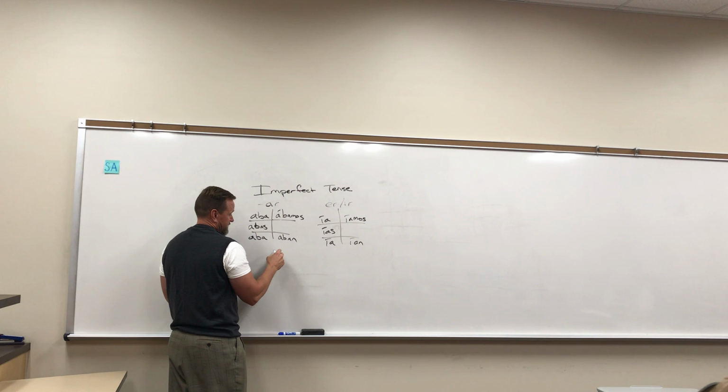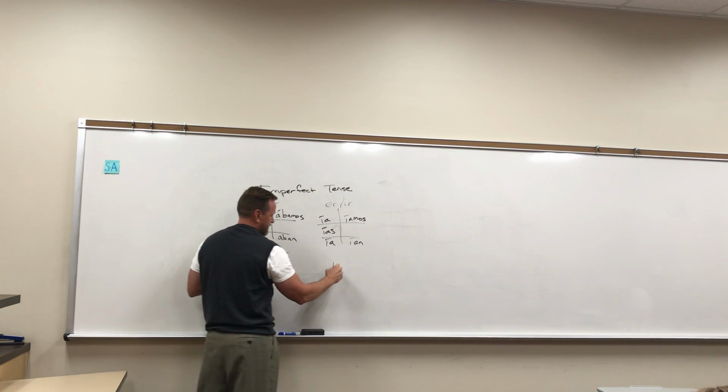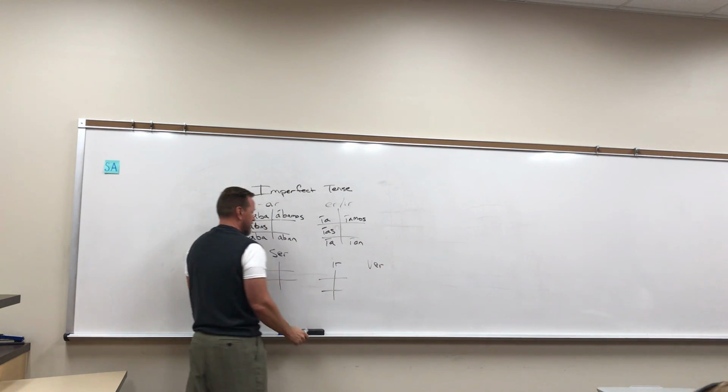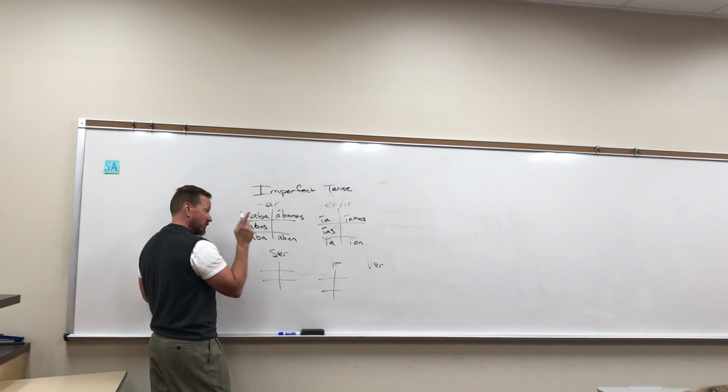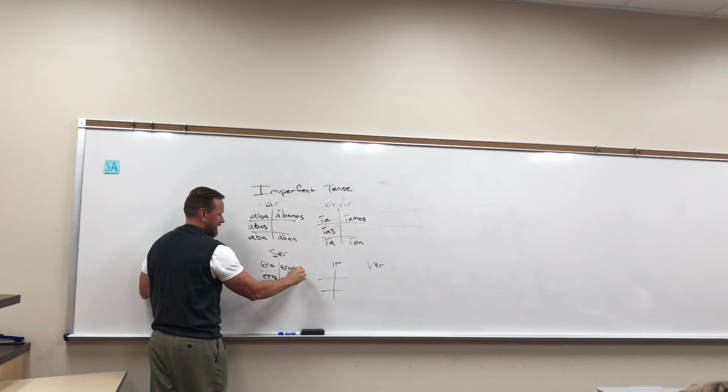Three irregular verbs. Ser, and one of them is not even that irregular, ir, of course, and ver. Ser, the yo form, imperfect tense: era, tú eras, él, ella, usted era, nosotros éramos, with an accent, erais, eran.